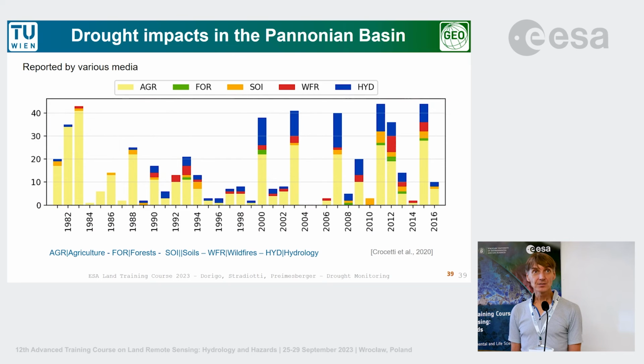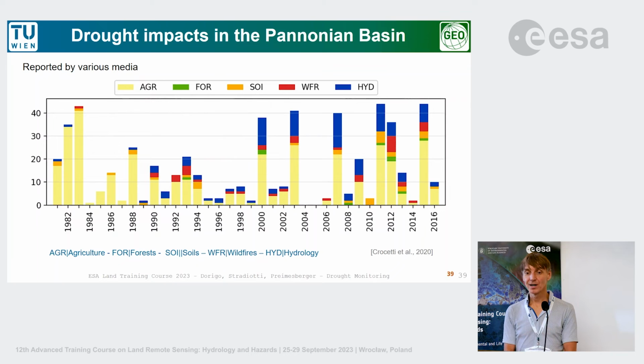And drought, as you know, is not only something that's happening in Southern Europe or in the Horn of Africa, but it's also happening here. And this is just an indication. This is where we tried to get information from newspapers and so on, where there was mention of drought and drought impacts in the Pannonian Basin. And in yellow, agricultural drought impacts, so losses in yields or dry conditions on the fields. Forests being affected in green.